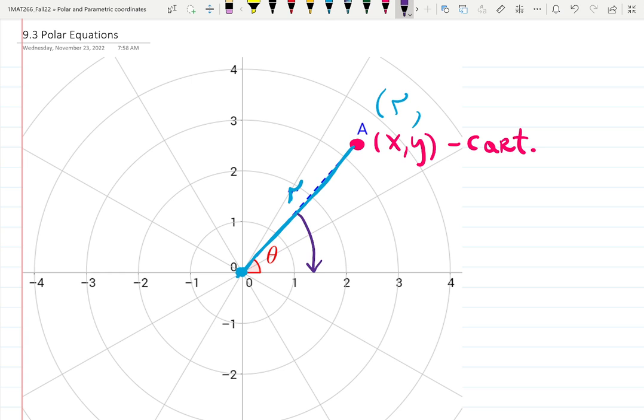This angle with the positive x-axis, so basically the positive horizontal line, is called theta. There's going to be a new way of defining the point, and it's not going to be a Cartesian equation. That's what we're going to call a polar equation. Let's write down what I just said.